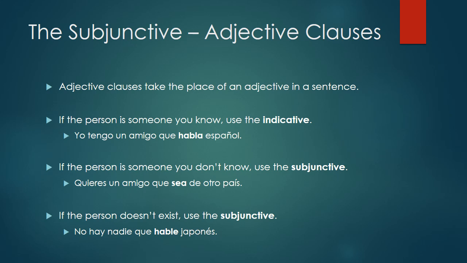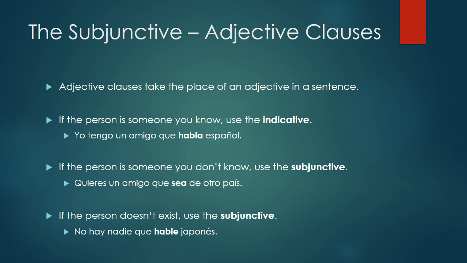Now let's talk about adjective clauses, which is one of my favorite things about the subjunctive. An adjective clause takes the place of an adjective in a sentence. Like, I want a nice pencil versus I want a pencil that erases well. A pencil that erases well is an adjective clause because it replaces the adjective nice.